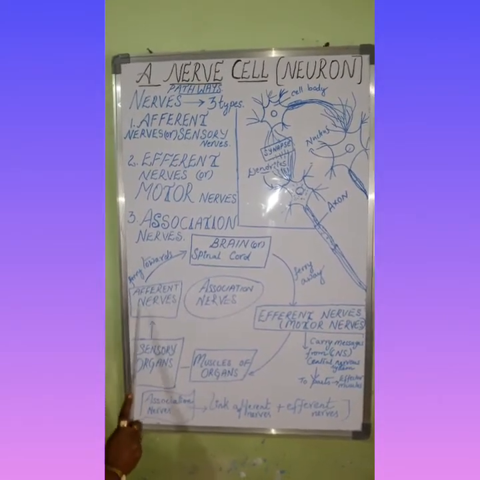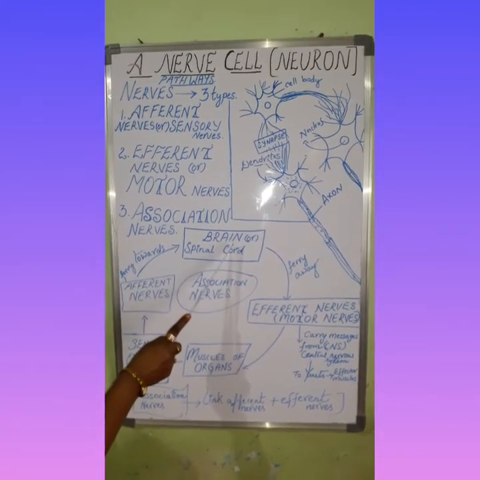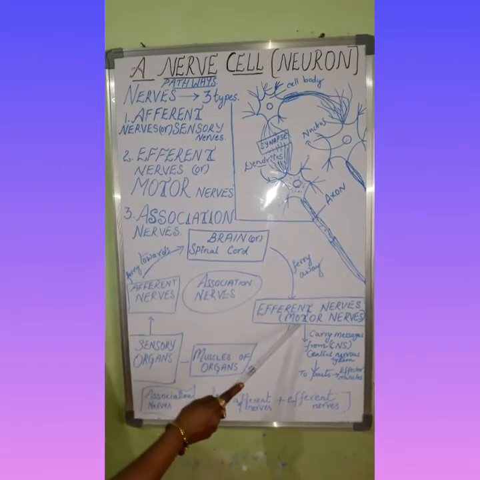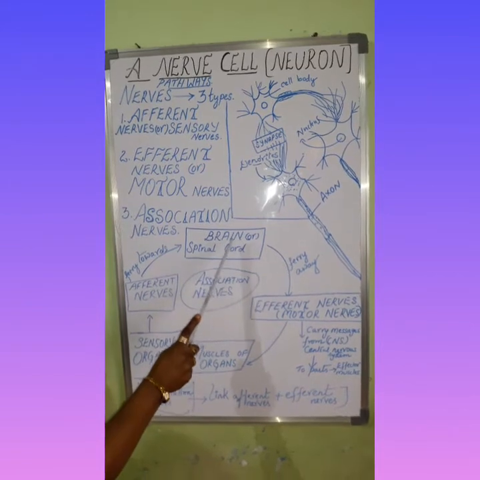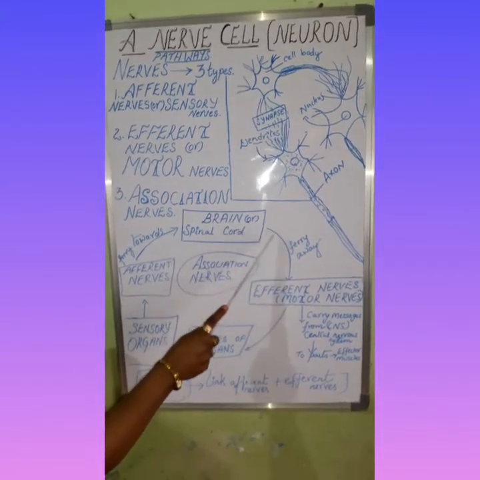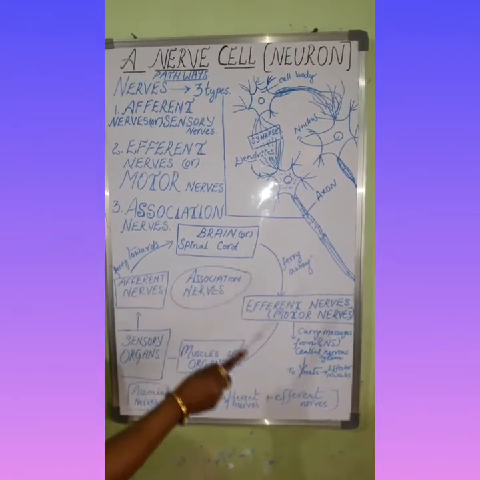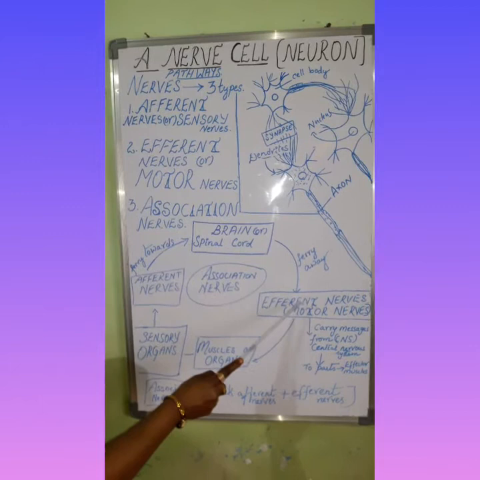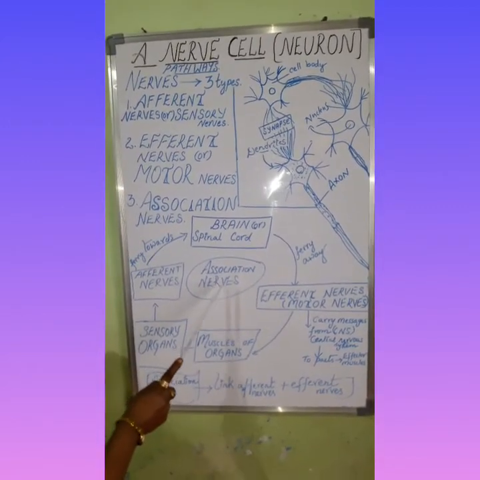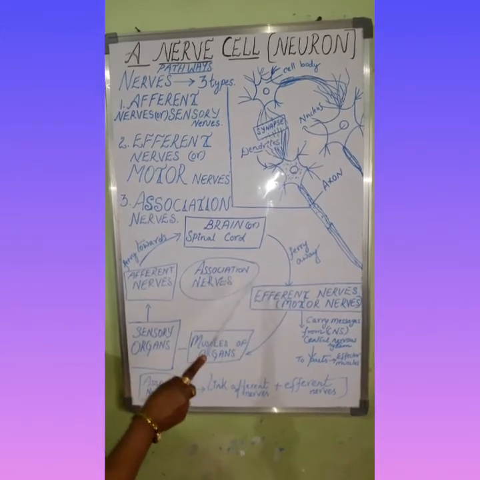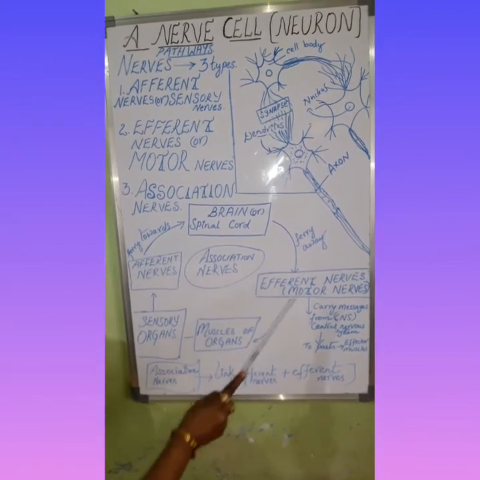From the afferent neurons, the messages ferry towards the brain or spinal cord. From the efferent neurons, the messages ferry away from the brain. That means the messages are carried away from the central nervous system, from the brain to the different parts of the body by means of efferent nerves. And the last one is association nerves. This is nothing but the linking of both afferent and efferent neurons.